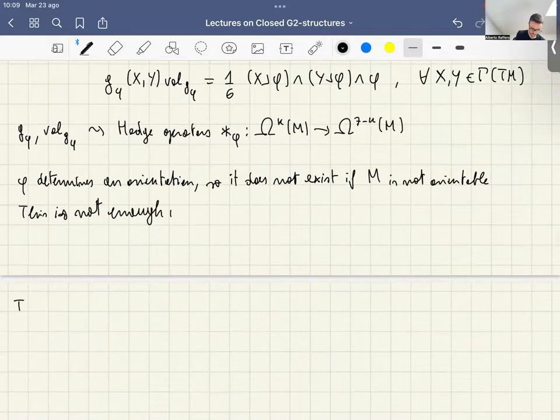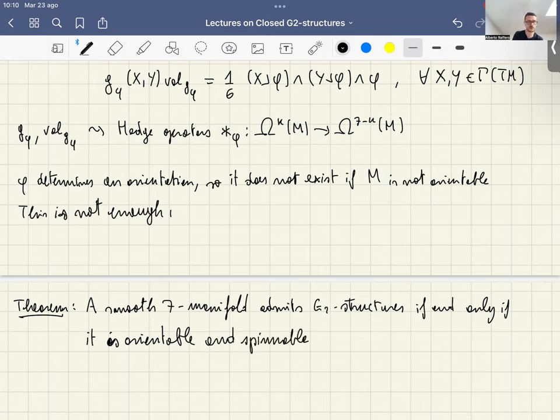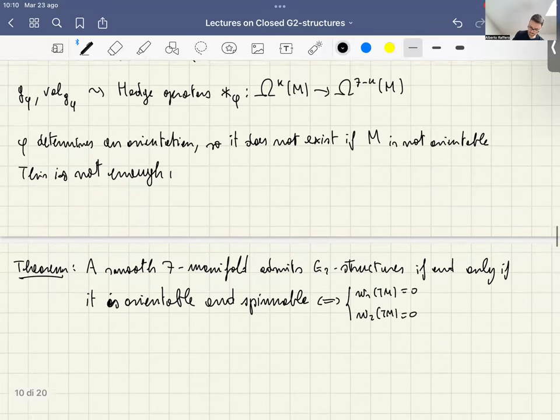In fact, we have this theorem saying that a smooth 7 manifold admits G2 structures, in other words, that open bundle Lambda 3 plus of the bundle of three forms is non-empty, if and only if the manifold is both orientable and spinnable, so it admits spin structures. And these two conditions are equivalent to the vanishing of the first and second Stiefel-Whitney classes of the manifold.